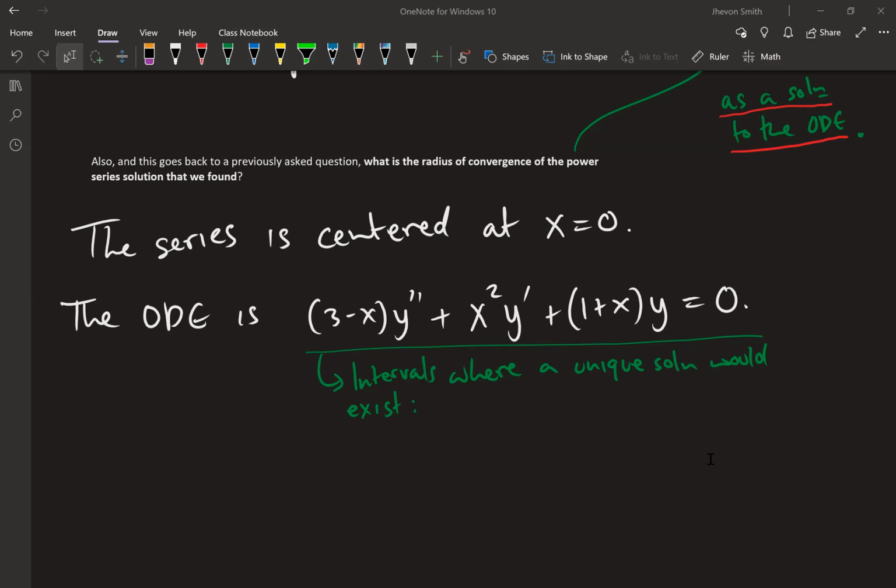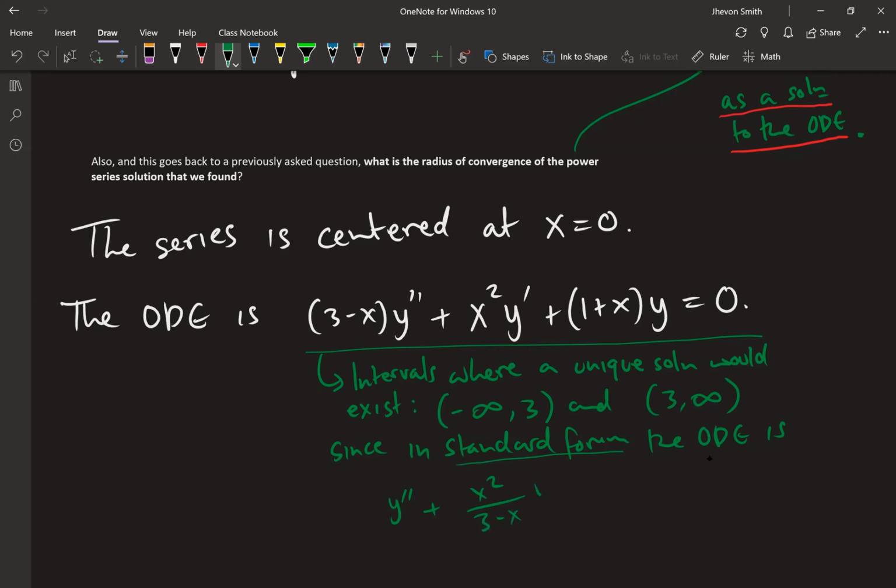It turns out that the intervals where you can expect a unique solution to exist are all the intervals that don't contain 3. Since in standard form, which is how the existence and uniqueness theorem considers the ODEs, the ODE is y double prime plus x squared over 3 minus x y prime plus 1 plus x over 3 minus x y equals 0.